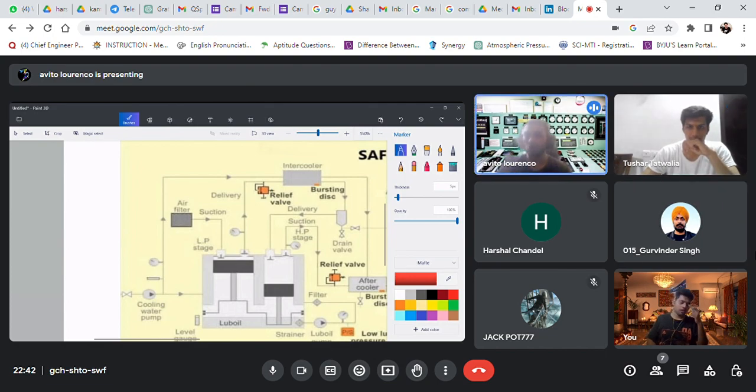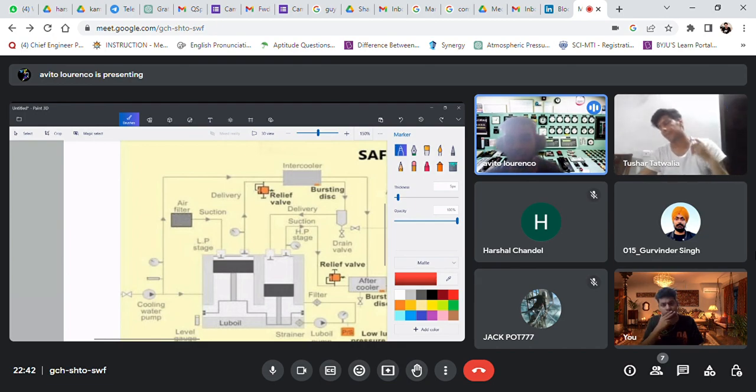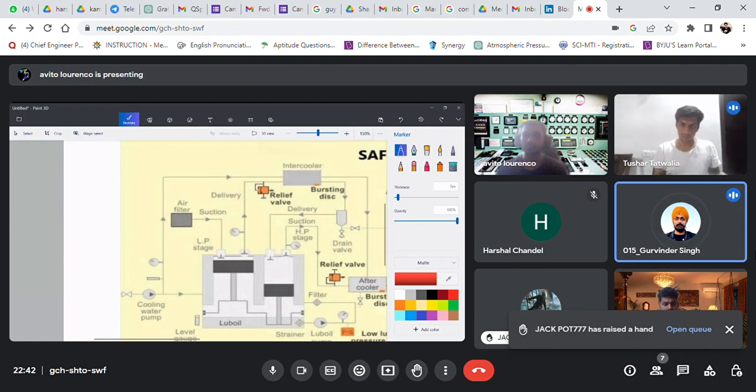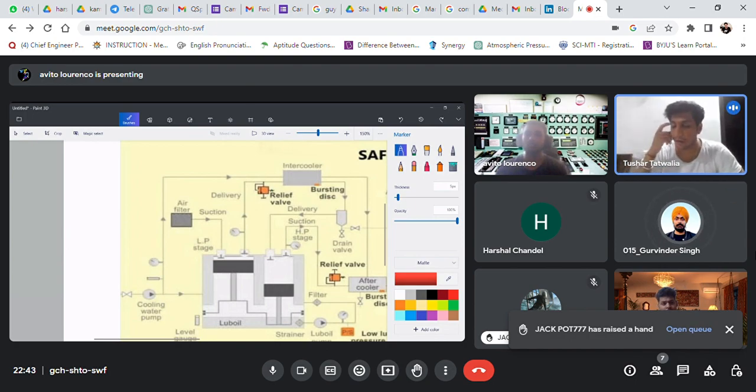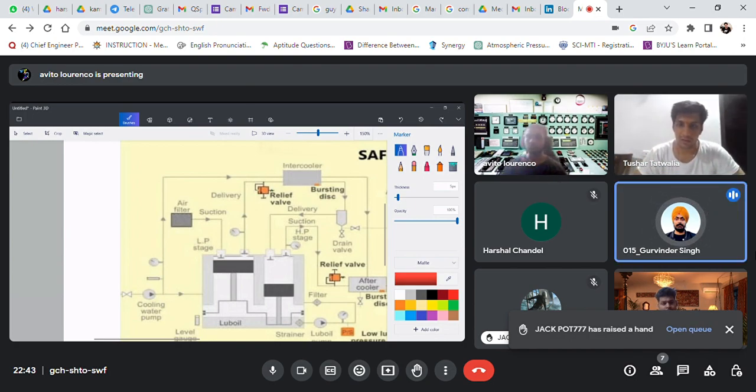I think Jackpot knows the exact numbers by heart. I think he had mentioned one of them at 103 or 105%, right? And then some testing at 150%. I think 150% is the maximum that they'll run it, and 103 or 105% is where the relief valve will activate. I think it varies from device to device. In a boiler, it's something like 0.5%, in a compressor, something else.